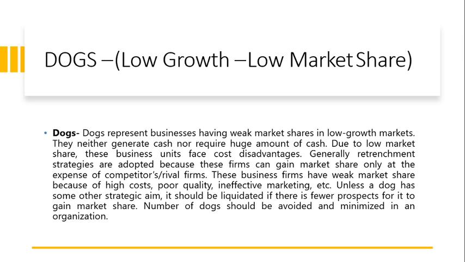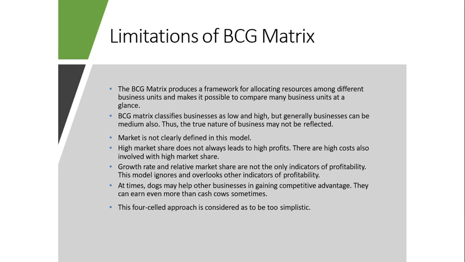Okay, so the number of dogs should be avoided and minimized in an organization. So any product which is not having any growth in the market and which is always placed in low growth, low market share, that product should be avoided to avoid loss to the organization. Is that clear? So we discussed the 4 categories of the BCG matrix.